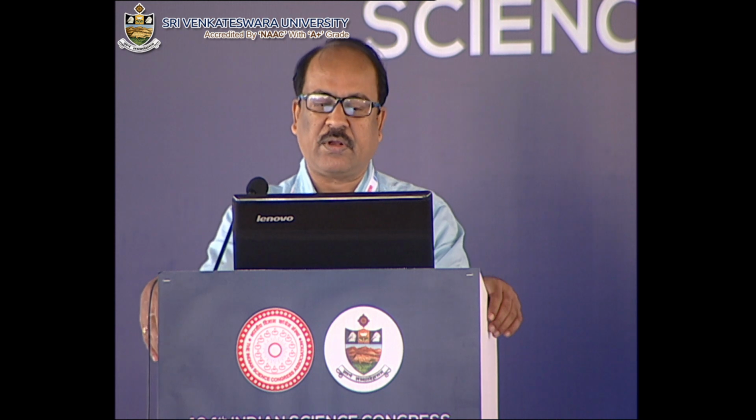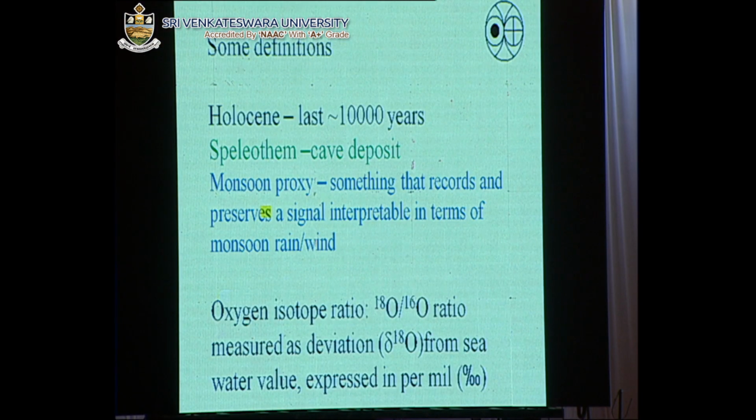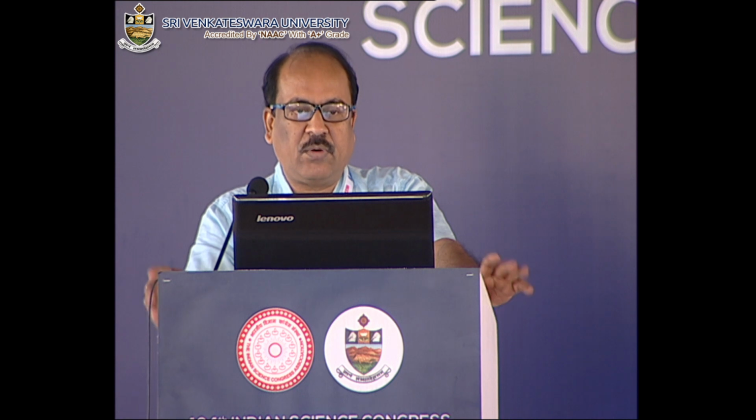Before we go into the talk, some definitions. Holocene refers to a geological period which is roughly the last 10,000 years. So most of my talk I will concentrate on the last 10,000 years, how the monsoon has changed. Speleothem refers to a cave deposit. It can be a stalactite or stalagmite which grows in caves. I will show some pictures later during the talk.